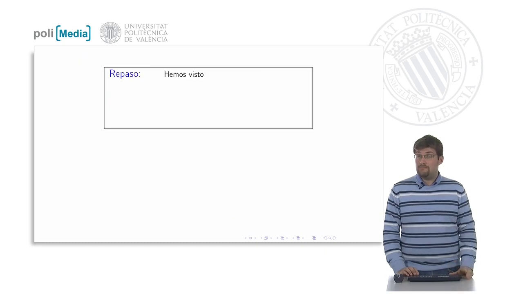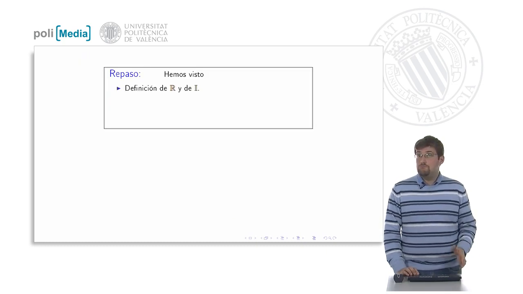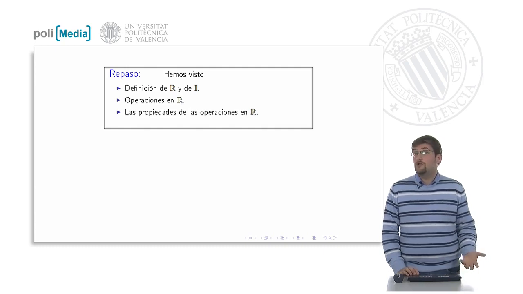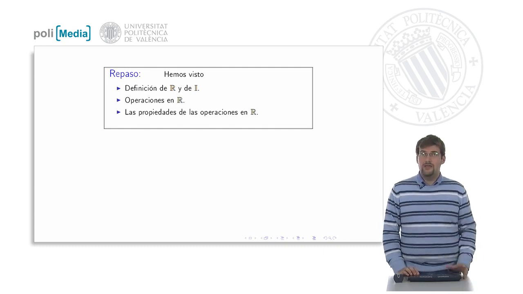as they exhibit the same properties. Well, so far what have we covered in this unit? We talked about the definition of real and irrational numbers, reviewed the operations, and saw the fundamental properties of these operations that endow R with the structure of a field.